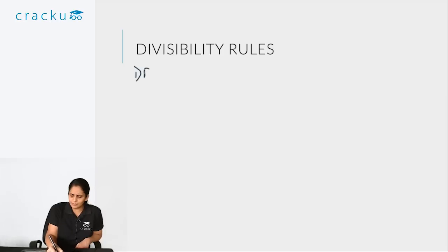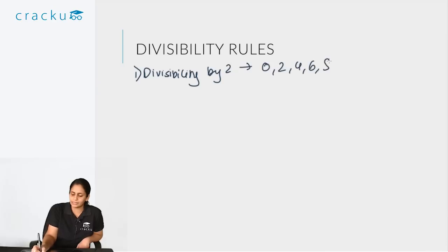So first is divisibility by 2. Most of you would know this. Every even number is divisible by 2. Anything that ends with 0, 2, 4, 6 or 8 is divisible by 2. When it comes to 4, the last 2 digits should be divisible by 4.